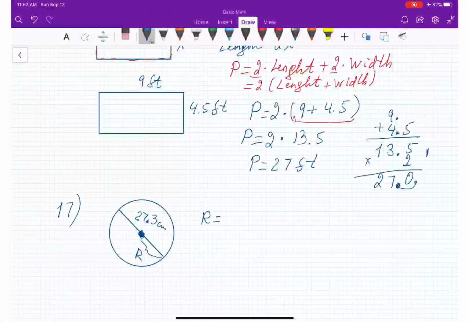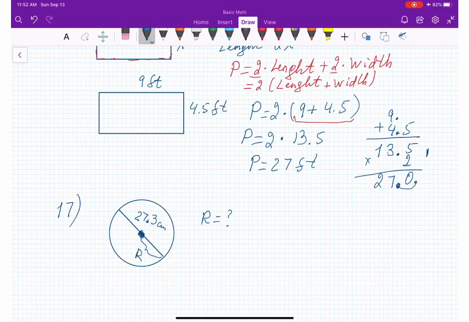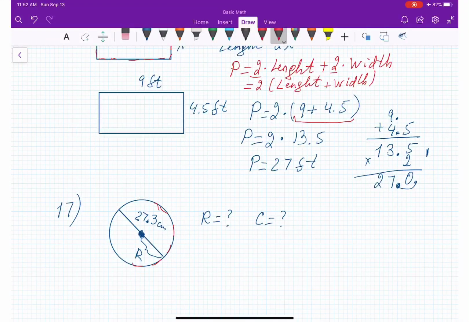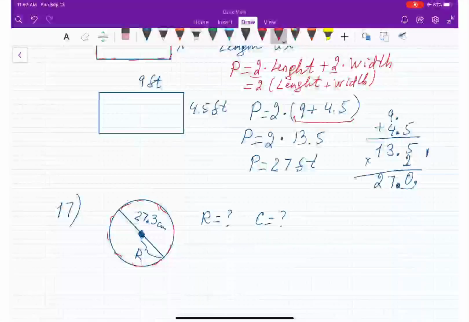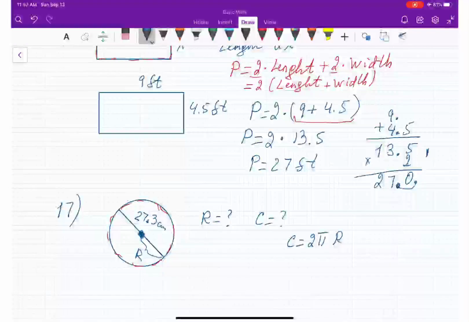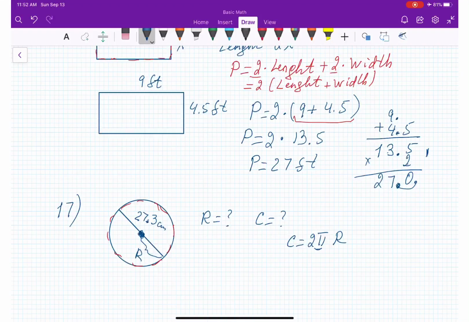We need to find the radius and the circumference. What is circumference? It's sort of like the perimeter for a rectangle, meaning we need to find the length of this circle. The length of this circle. So the circumference is equal to 2 pi r. Pi is a constant that is equal to 3.14. Everywhere you see pi, you are going to use 3.14.